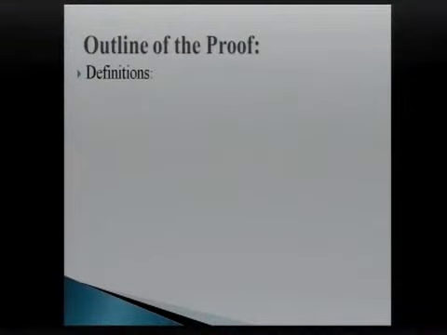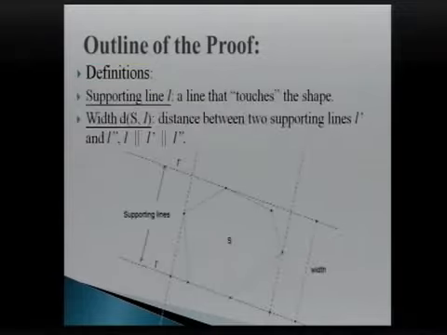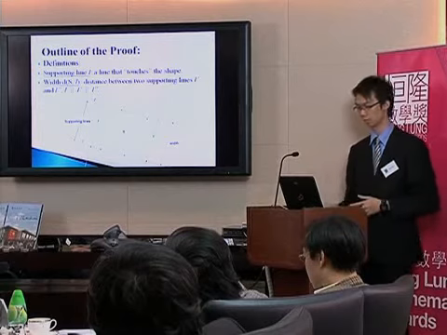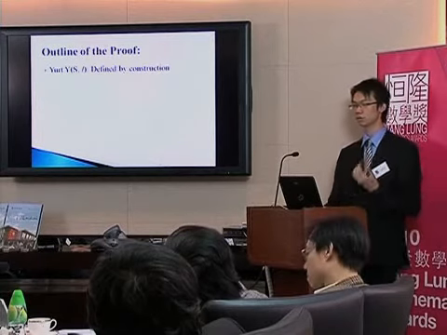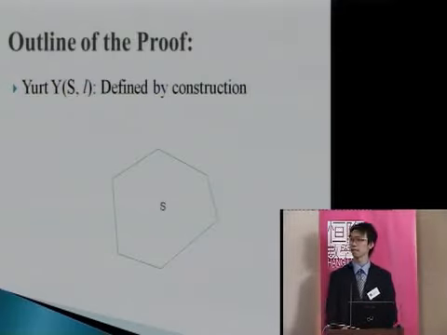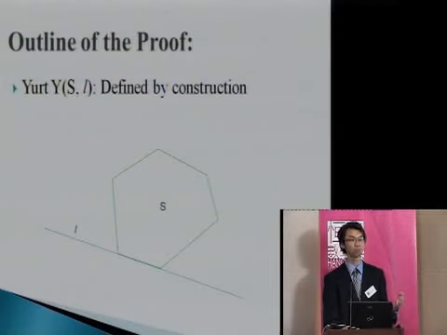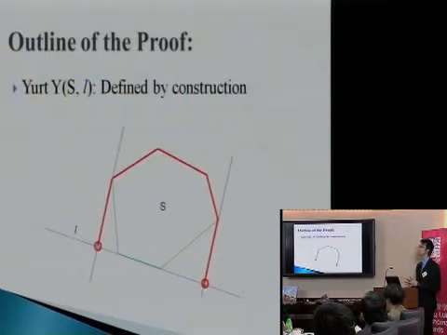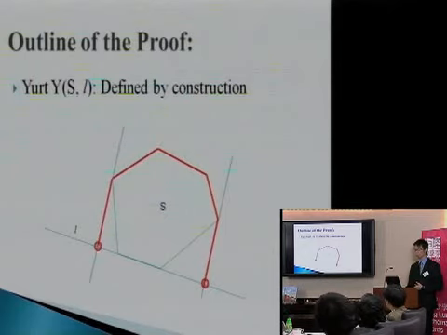Before I proceed to my proof, I would like to give you some terminology that I'll use quite frequently in my report. The supporting line L is a line that touches the shape, while the width D is the distance between two supporting lines that are in the L direction. You can see a more precise and rigorous definition in my report. The definition of the yurt is a little more subtle and is defined by construction. Given the convex set S and the supporting line L, we first draw two perpendicular supporting lines, and then using the two intersection points, we draw a path that completely covers the convex set S. In this way, the red line is the yurt that we want.